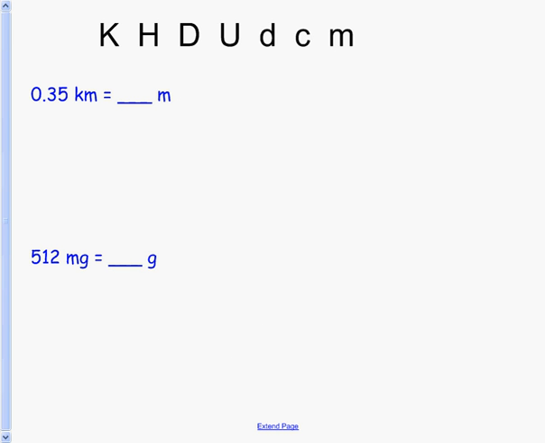Number 8, now we're doing the same thing we just did, but with the metric system. So now, on this top one, we're going 0.35 kilometers to meters. So, just to rewrite the problem out, kilometers to meters, I see we have our abbreviation up here of King Henry Died Unexpectedly Drinking Chocolate Milk. You see where I'm going. So, 0.35 kilometers, I'm here with my K, and I'm going to meters.